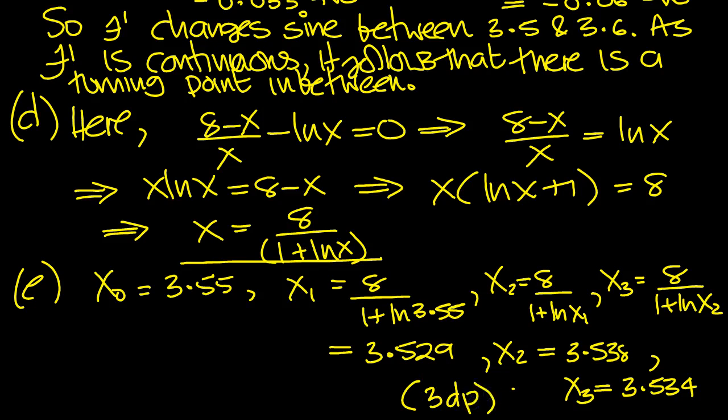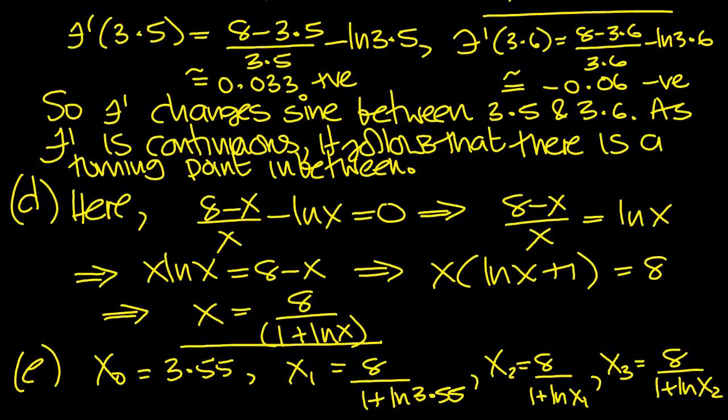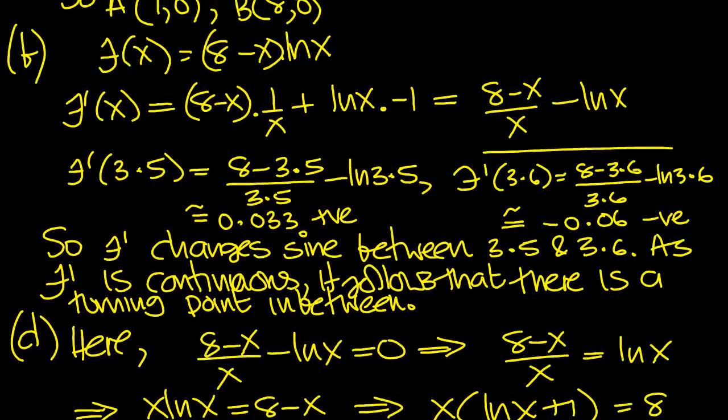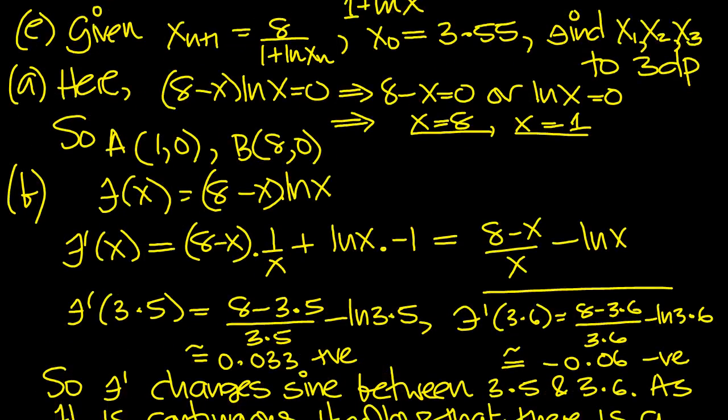So let's go back up and check that that's what it wanted. And that was part E, wasn't it? Let's just have a quick check of that. So find these three values to 3dp.